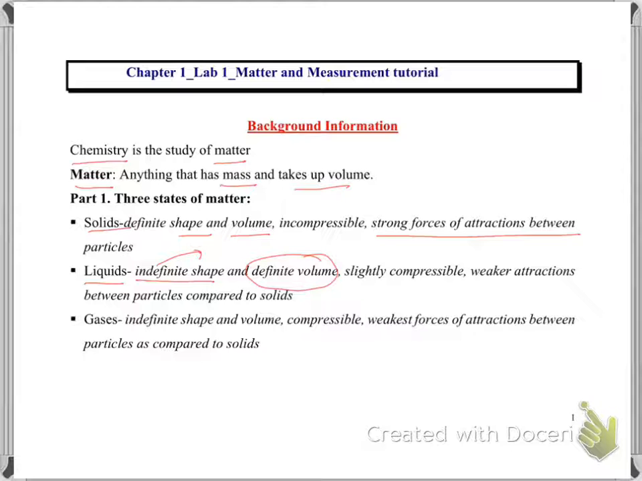The particles of a liquid are close together but not as close as you see in the case of solids because they have weaker attractions between the particles as compared to the solids. A gas has no definite shape, no definite volume. Gases are compressible, and gases have the weakest force of attractions present compared to solids and liquids.